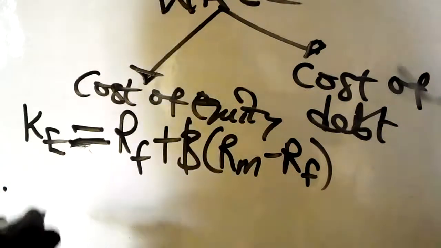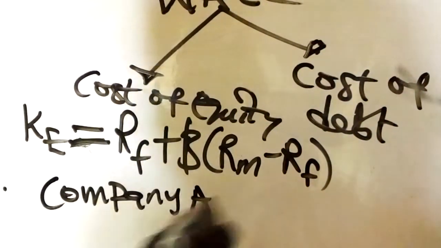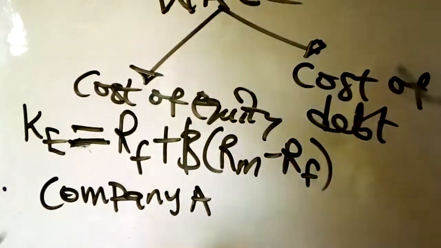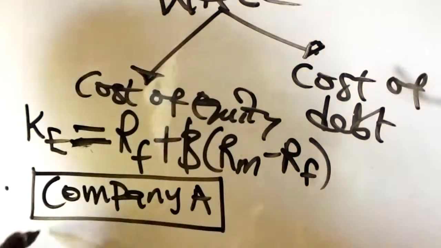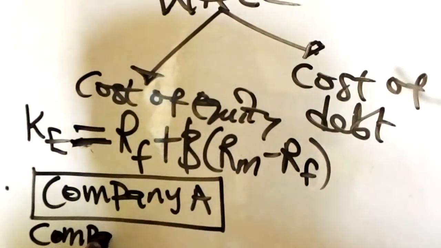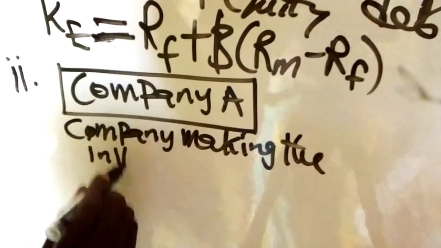Let's assume you have company A. I want to take company A to mean the company making the investment. That is company A.